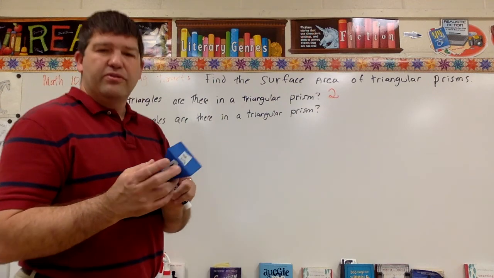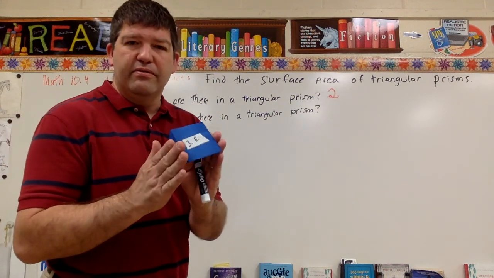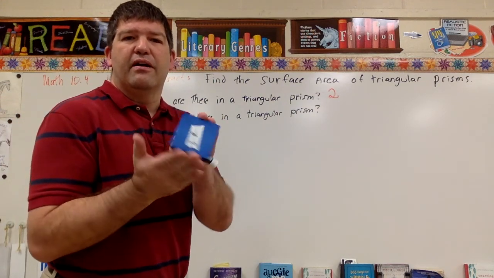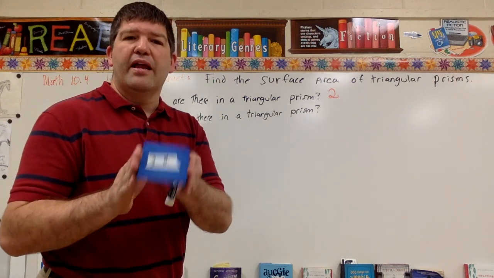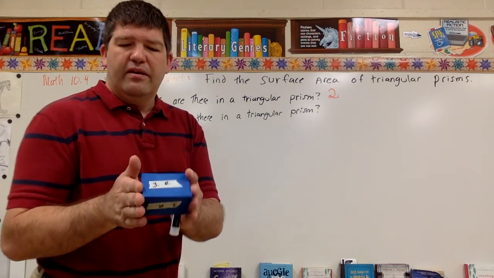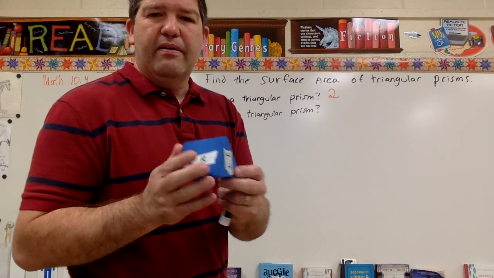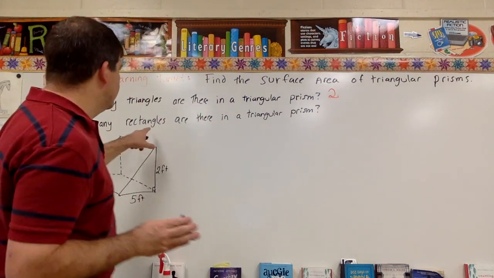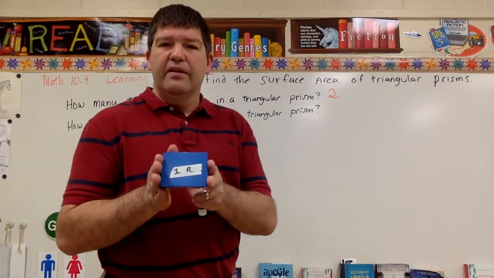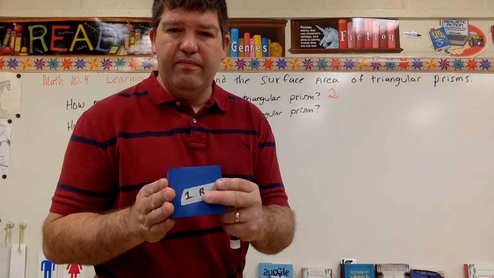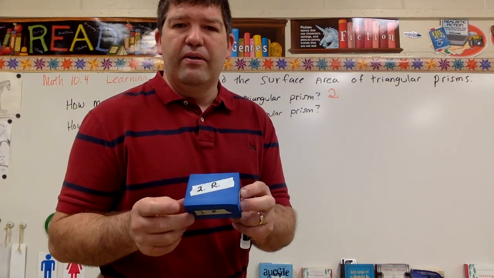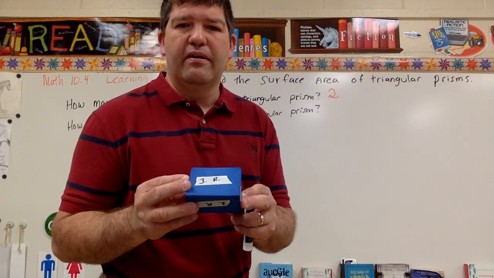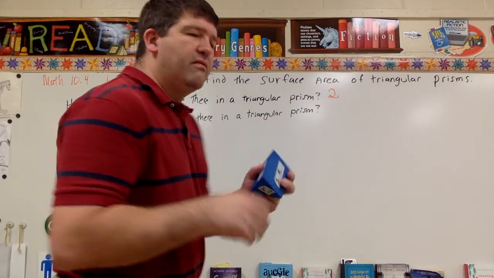Now, once you get the area for those two, then you have those two parts covered. But you still have a lot of area left. Now, I'm looking at how many rectangles. That's the next question. How many rectangles are there? So on this side, there's 1 here, 2 here, and 3 here. So there's 3 rectangles.